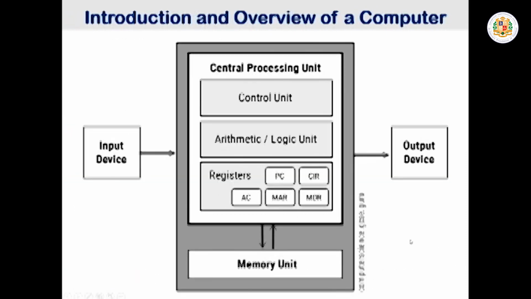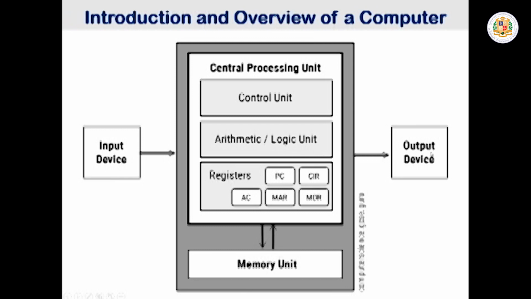Okay, so I'll explain this. First, we have the input devices. For the computer to accept data, we need to use the input devices. And then after that, it goes to the central processing unit. Then it goes down to its memory, and then it goes back to the central processing unit, and then it goes to the output devices.